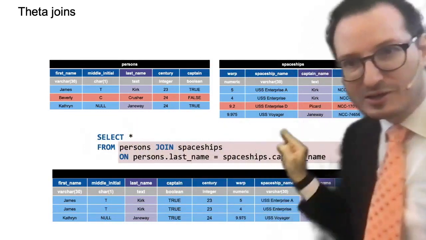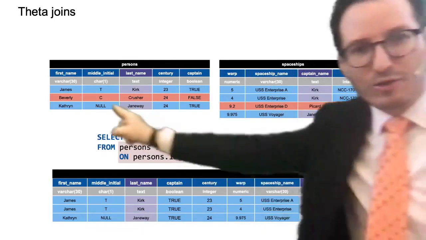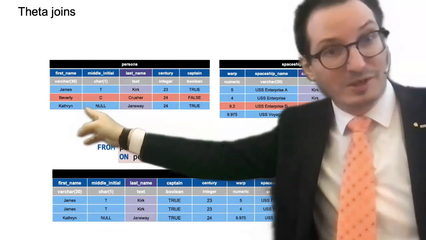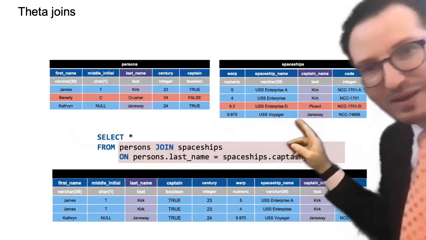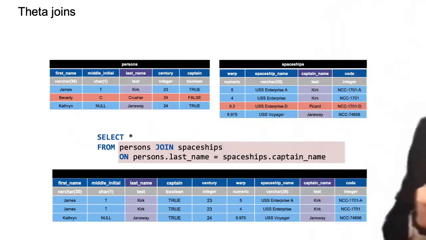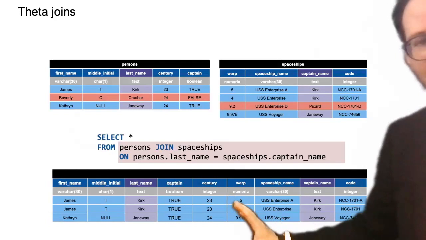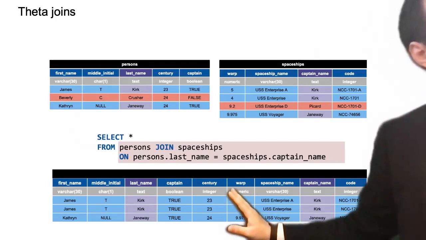And Janeway is going to be matched with this one. That's the third match you have here. The ones marked in red, they don't have a match because Beverly Crusher is not a captain, and Picard here of the Enterprise D is not in the list of the people on the left. So in that case, they are not in the outputs. For whom does that make sense?